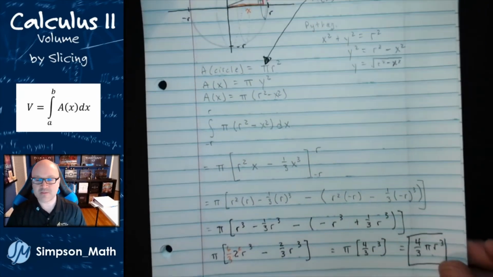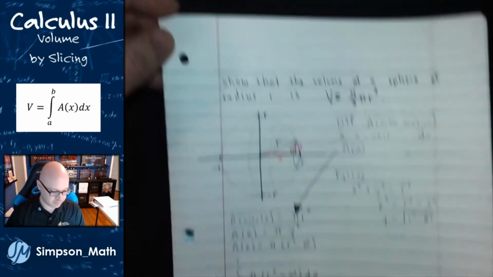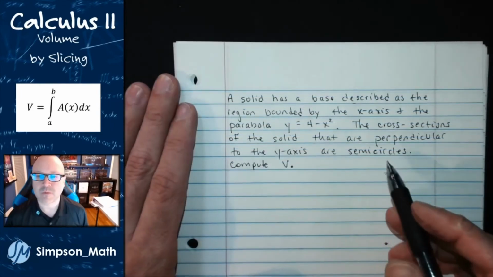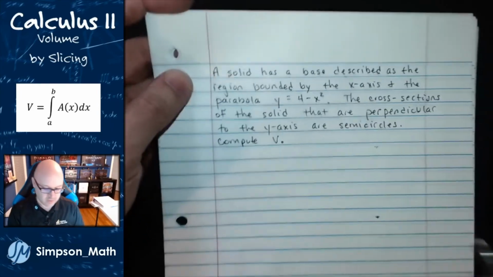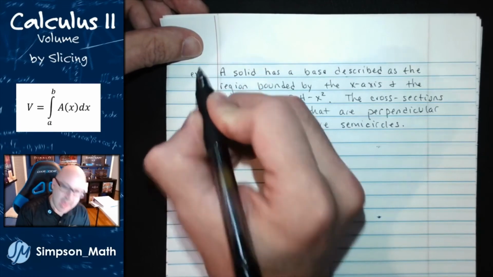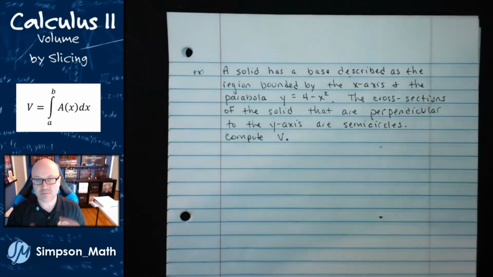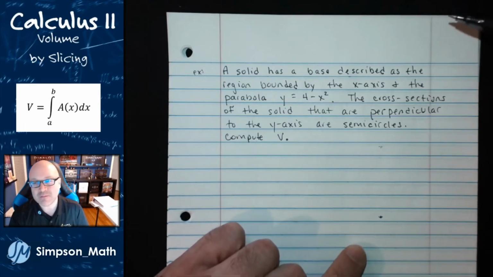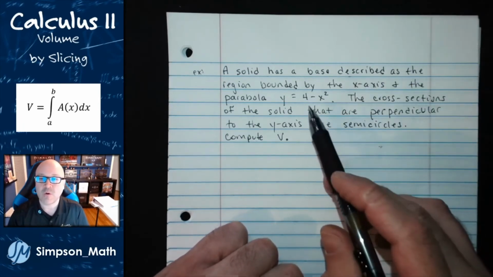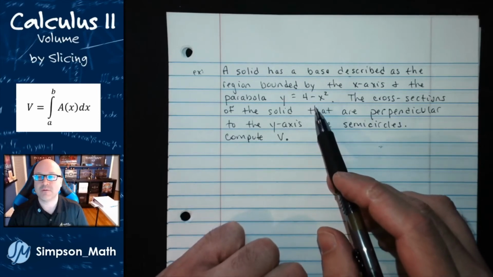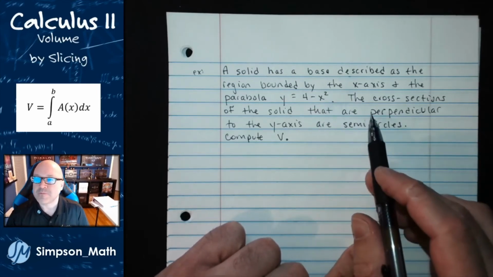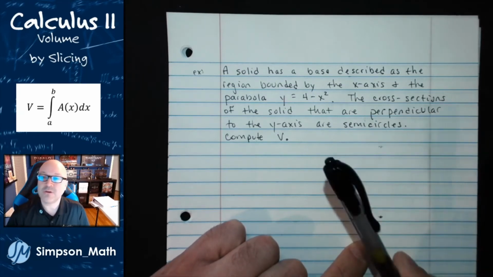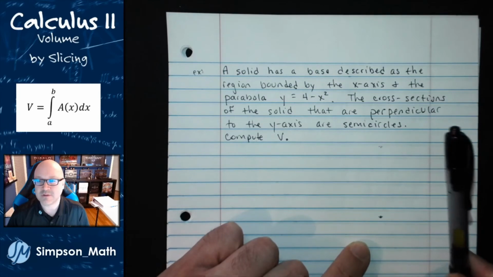All right, let me do another example, one that's more similar to one you'll find in the homework. So here's another example. A solid, so some object, has a base described as the region bounded by the x-axis and the parabola y equals 4 minus x squared. The cross-sections of the solid that are perpendicular to the y-axis are semicircles.